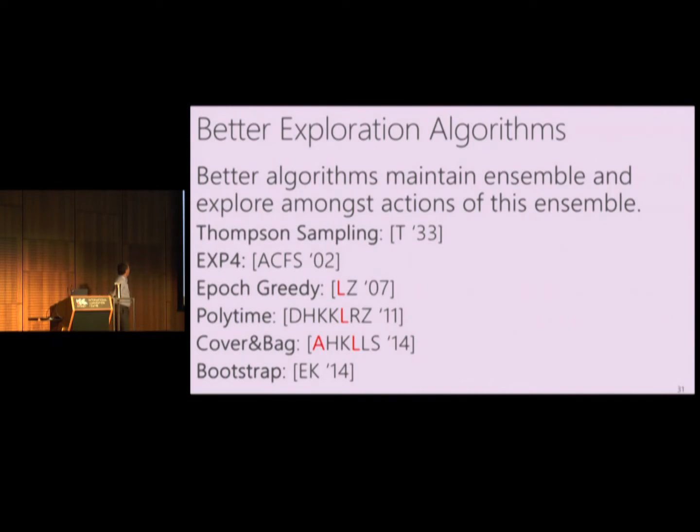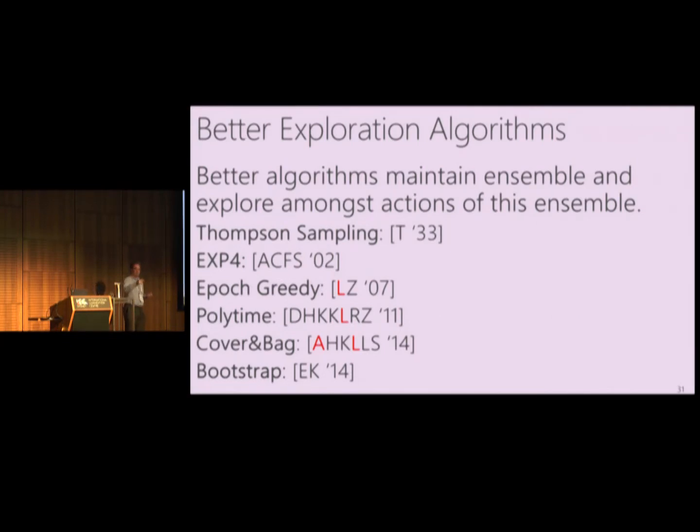So there's a lot of better algorithms for doing exploration, and a lot of the work and research over the last few years has been on these better algorithms. All the better algorithms have the property that they maintain some ensemble and they explore amongst actions of this ensemble. There are different techniques for doing that. Thompson sampling is the very old one where you say, I'm going to update according to Bayes' law. I have a posterior. My ensemble is a draw from the posterior.